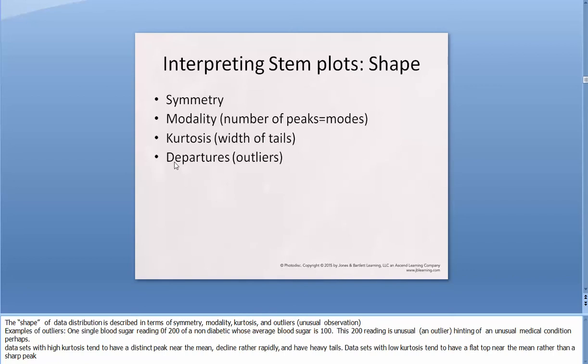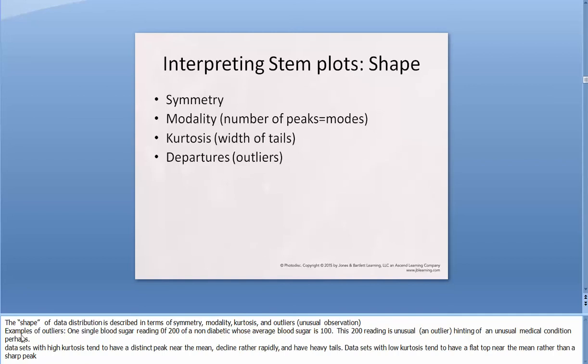Now, departures. Departures are like outliers. Now, this is an important thing. Outliers are unusual observations. Those are things that sometimes may not be good to have in a data set. So, if you think that particular outliers or unusual observations do not belong in that data set, you should remove them.